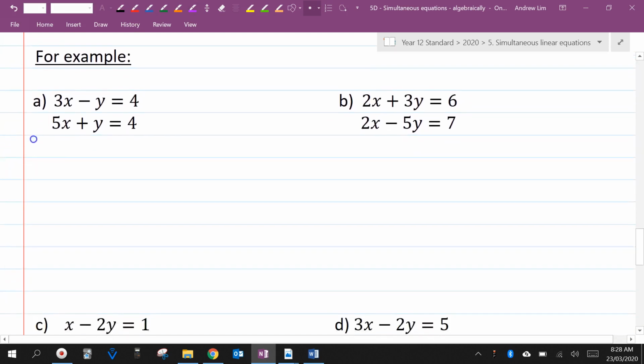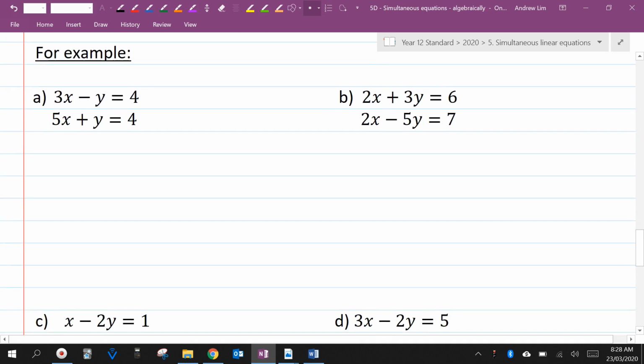Okay, let's have a look at the first example. Here we've got simultaneous equations: 3x minus y is equal to 4, and 5x plus y is equal to 4. So what we need to do here is ask ourselves, do we want to eliminate x or y? Well, for x, the coefficients are 3 and 5. They're different. They're not the same. But for y, it's 1 and 1. So because they are both the same, I want to eliminate the y's.